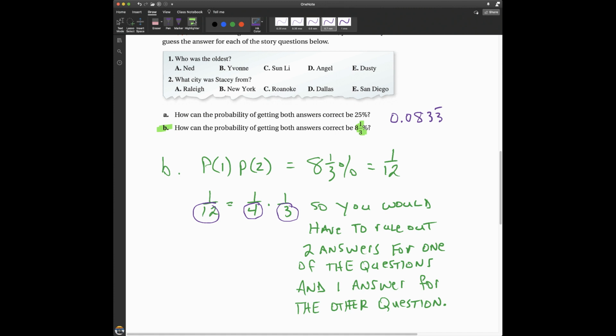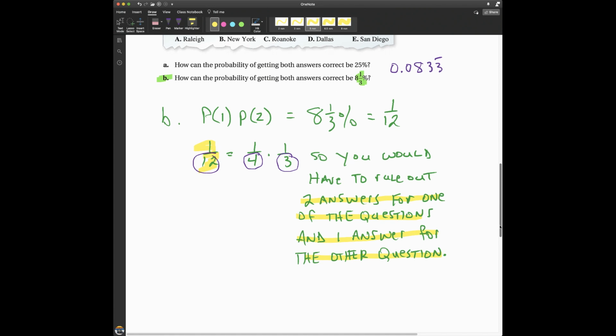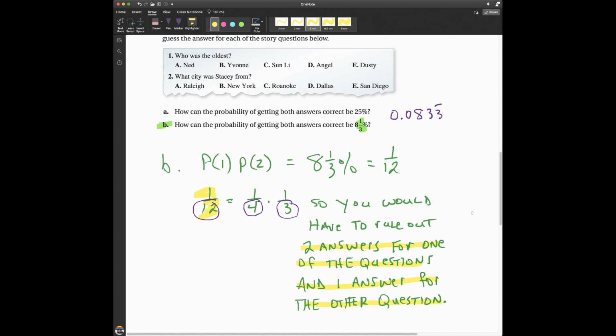So for this problem, you have to rule out 2 answers for one of the questions. And it doesn't matter which one, it could be the first one or the second one. If you rule out two answers for the first question, then you have to rule out one answer for the other question. Okay. So that's how you solve this problem. A little more challenging problems, but not too bad.